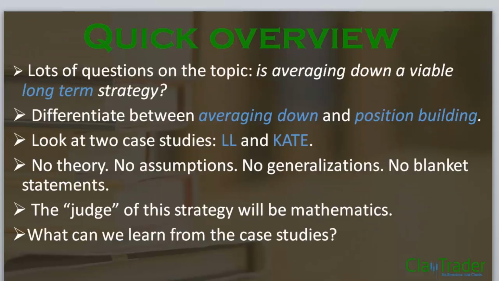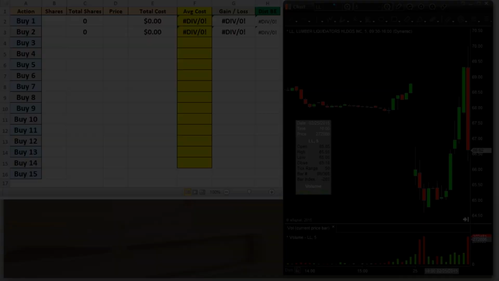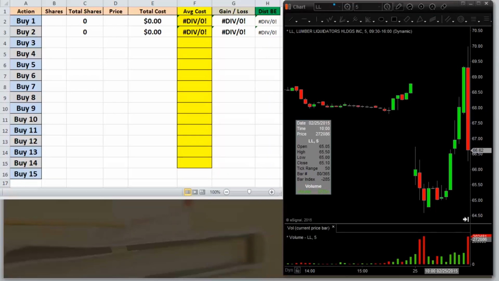So enough of the PowerPoints. Let's take a look at some case studies. And like I said, I'm going to use mathematics to show how averaging down works as a strategy, and let's see how things play out. So what I now want to do is look at some actual case studies and assign some mathematics to it. Again, no generalizations, nothing like that. We're just going to keep it with math.